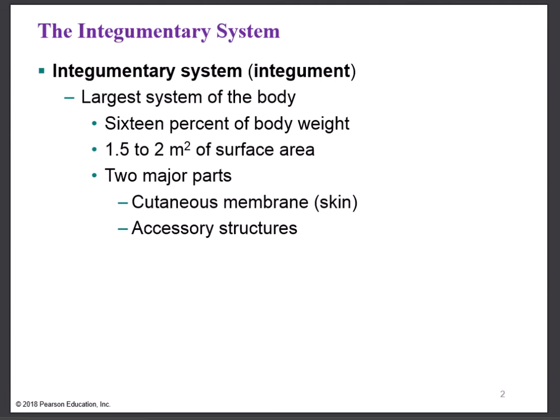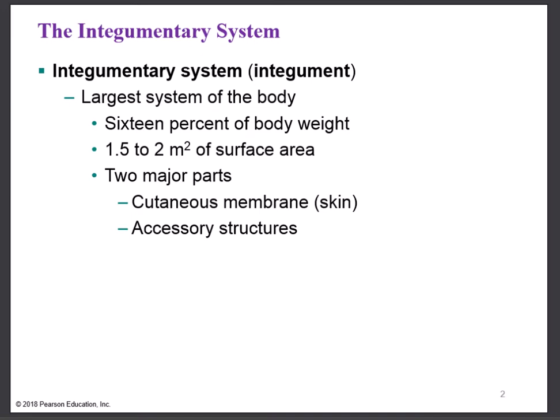So the integumentary system, you can also call the integument. Of the 11 body systems, this is actually the largest body system of the body. Just a little trivial pursuit stuff here. You can see it makes up about 16% of our body weight, and it covers anywhere between 1.5 to 2 meters square of surface area. If you're more familiar with square feet, it's covering on average about 20 square feet of surface area.